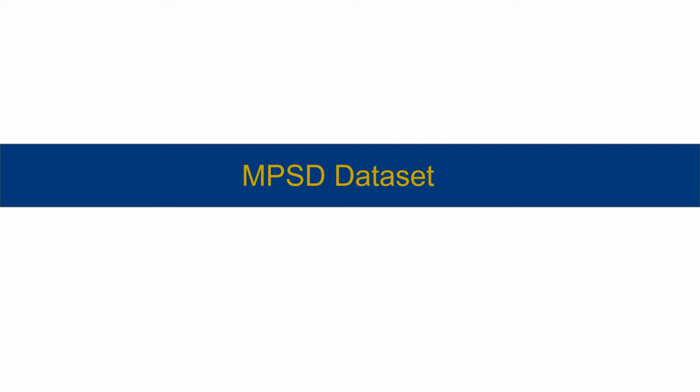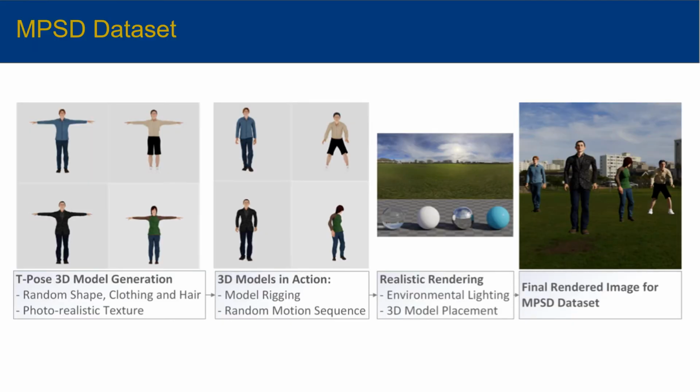The proposed network is trained on a new multiple people synthetic dataset, MPSD, with image 3D pairs of varying number of people in the images, 3D ground truth, instance segmentation, and depth maps. The MPSD dataset is generated in 3 steps. As seen here, clothed 3D human model generation, motion sequence application on these models, and the multi-view realistic rendering of the models with random placement without intersections.